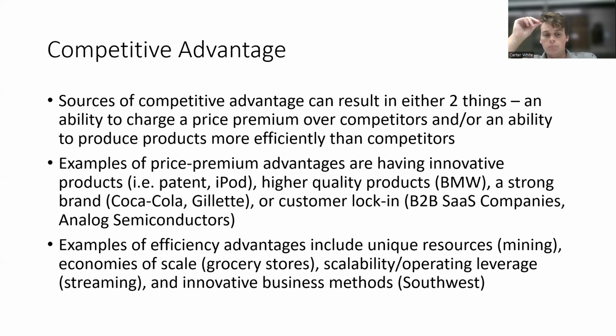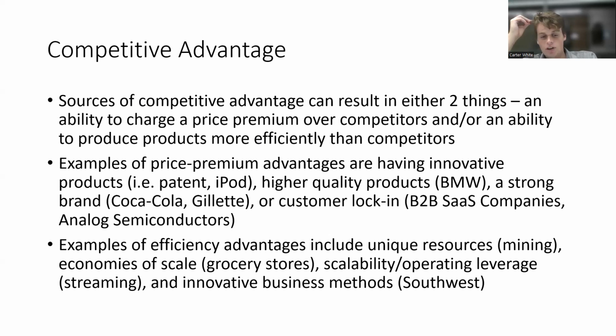Basically, there are two main ways for a company to have competitive advantage. Either they can charge a price premium over competitors, so they can just charge more for some reason, or they have the ability to produce products more efficiently than competitors. I'm going to give examples of real companies, but then also apply them to a lemonade stand.